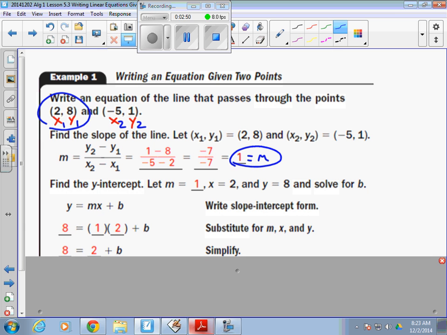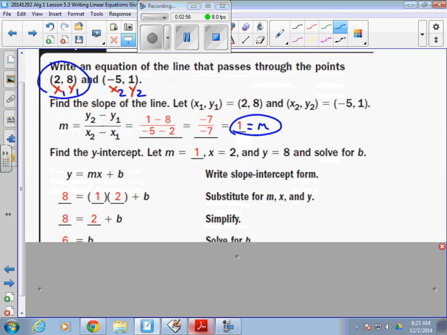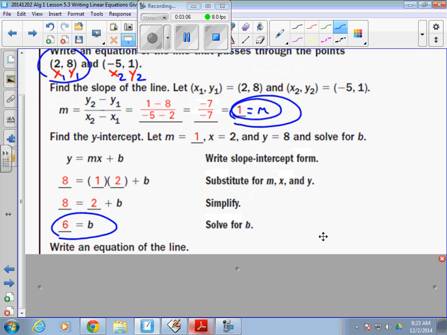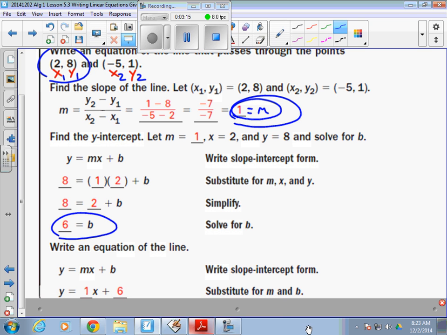Multiply 1 and 2 and you get the number 2. So you have 8 equals 2 plus b, and then get b by itself by subtracting 2 on both sides in order to get b's value, 6. Now you have m, 1, and you have b's value, 6. You simply write the equation y equals mx plus b: write y, write equals, leave yourself a space, and write an x, and then put in place of that m the value 1, and in place of b that value plus 6.